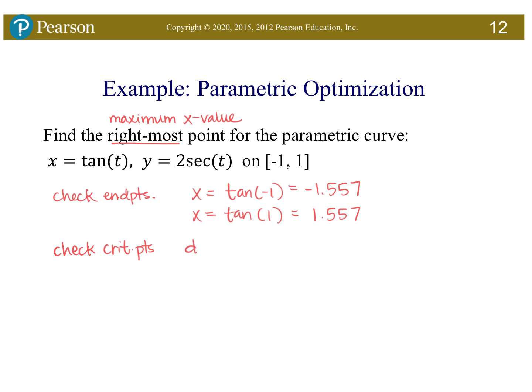And so then we need dx/dt. So we're taking the derivative. So secant squared of t. And we want to set that equal to 0, and we want to set it equal to undefined. And we want to solve that within our parameter from -1 to 1.